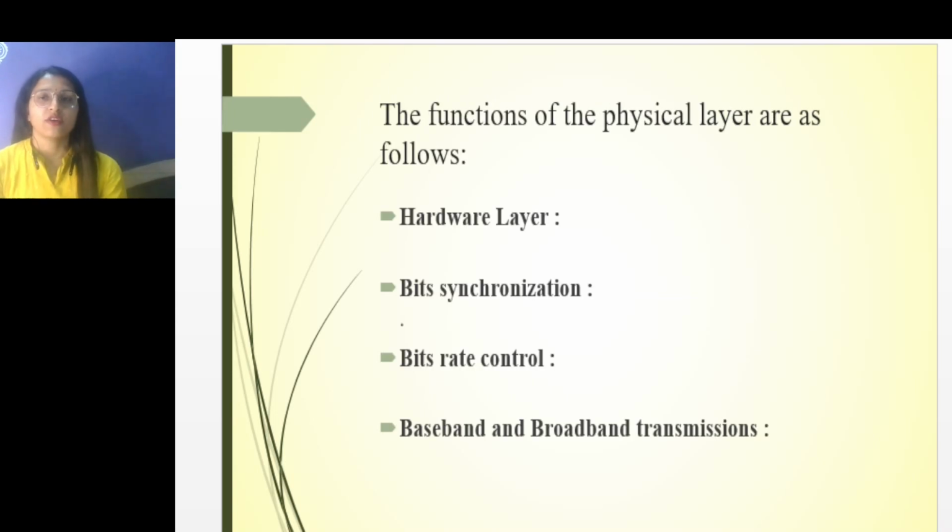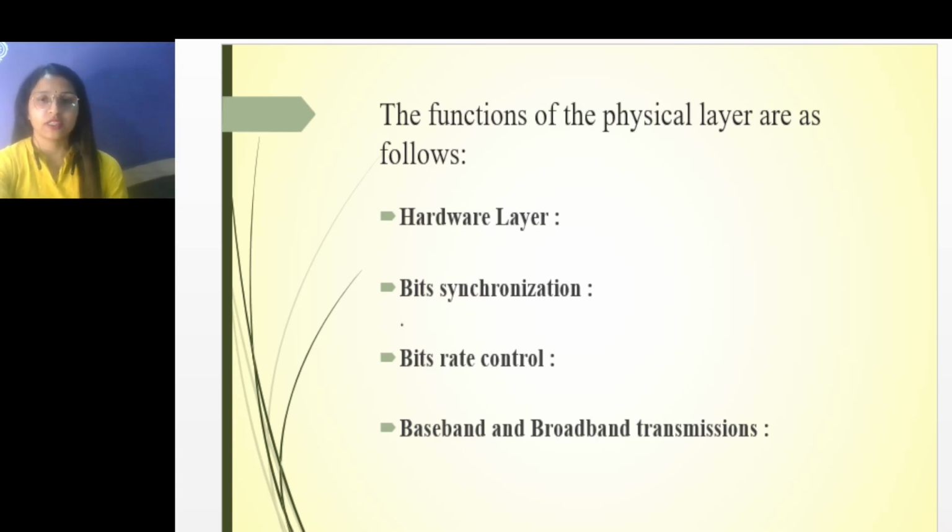So you can say what the functions of the physical layer are. It deals with the topology, the configurations, the mode of transmission, the hardware layer, it synchronizes the bits, it controls the bit rate, and it decides whether the data should be passed in digital mode or in analog mode. Everything is decided by the physical layer of the OSI model.